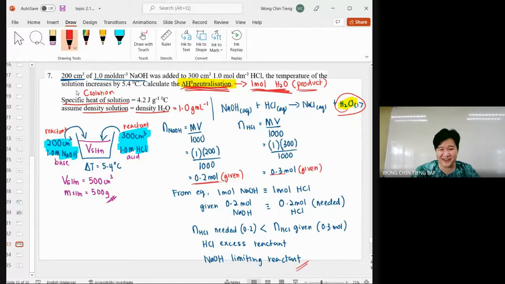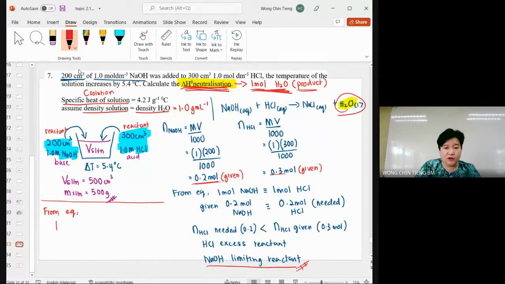Alright, that is your limiting reactant. And from this limiting reactant, ladies and gentlemen, we can find the number of mole of your water. Tak ada tempat, saya contoh sikit lah. From equation, 1 mole of NaOH produces 1 mole of water because that is the limiting reactant. So NaOH saya ada 0.2 mole of NaOH. Therefore, right now, in this reaction, I am having only 0.2 mole of water.